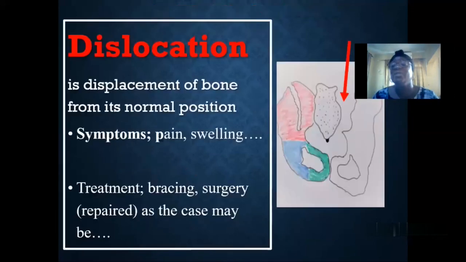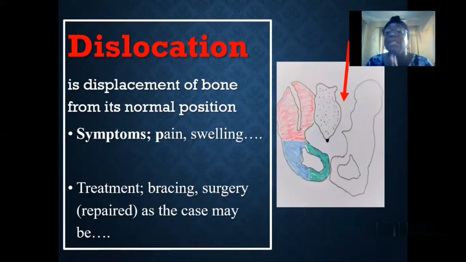So let's quickly look at the clinical application of joints. For clinical application of joints, the one we would look into is dislocation. This is a common occurrence, and it occurs as a result of displacement of the bones at a joint. This is where the joint is created.